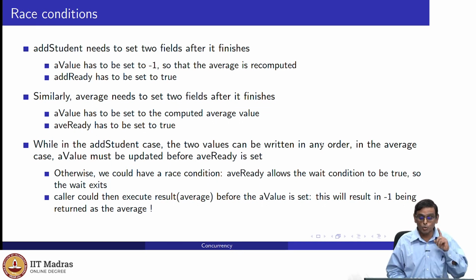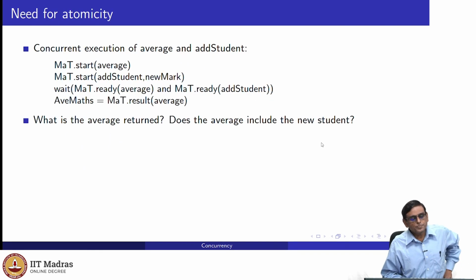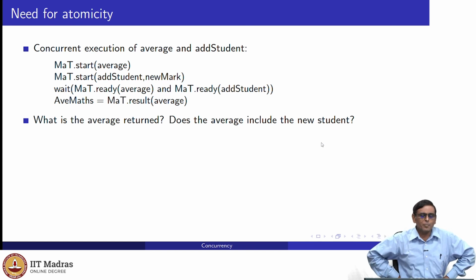So therefore you must set a value first and then set average ready. When you do concurrency, you will find that you must respect the sequence in which things are done much more carefully than you would in normal procedural programming, because from outside, things may come to you in any order. Okay. Now there is a slightly more interesting or more complicated problem that comes because of concurrency.